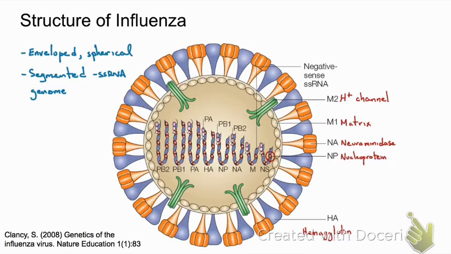Shown here is the nucleoprotein. This is bound to the RNA. Not only does it protect it, but it helps to package that RNA during the assembly of the virus. And then finally, we have 3 polymerase subunits, which together make up an RNA-dependent RNA polymerase.